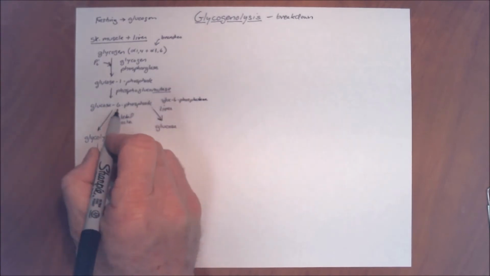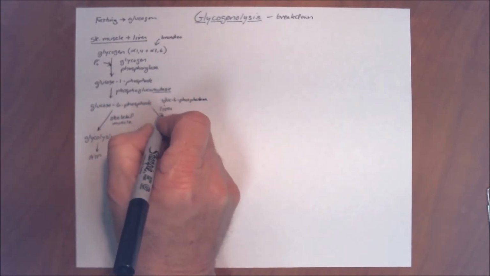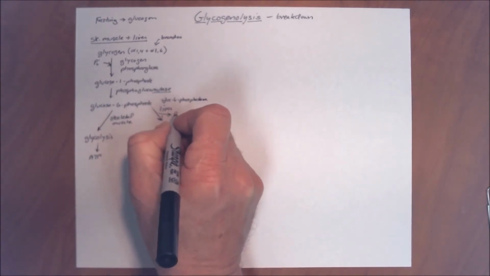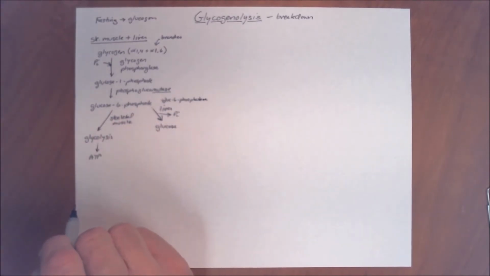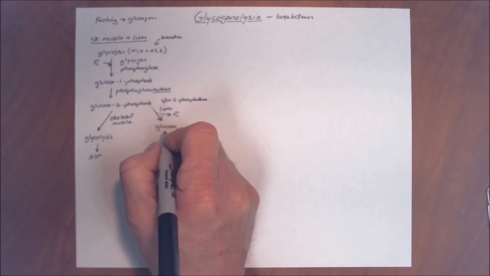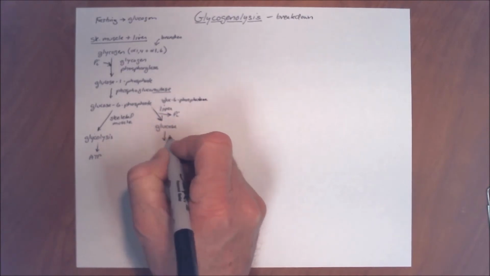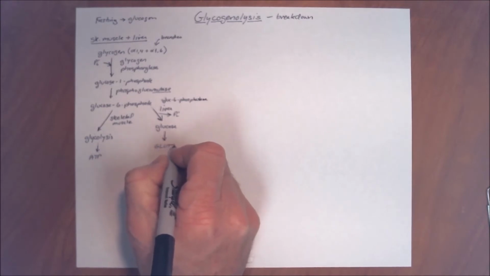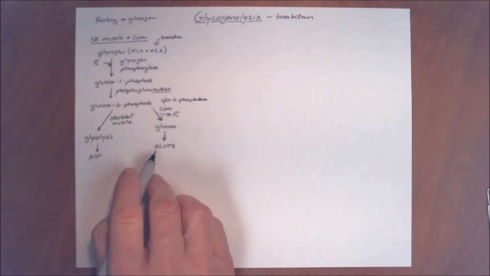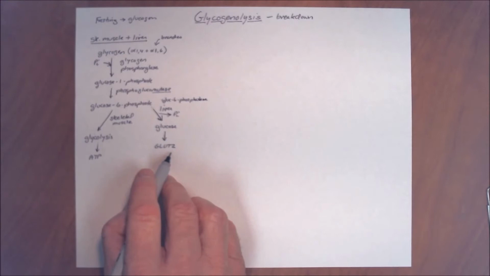This enzyme cleaves the number 6 phosphate, releasing inorganic phosphate, generating glucose. The glucose that is now generated inside the hepatocyte of the liver can exit the liver using the glucose transporter 2, GLUT2 transporter.